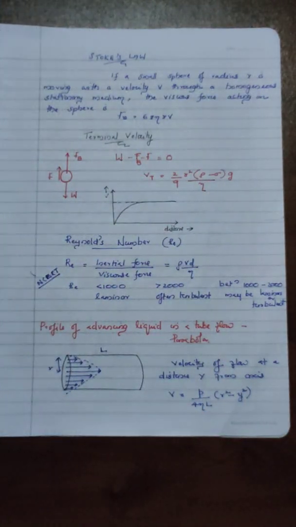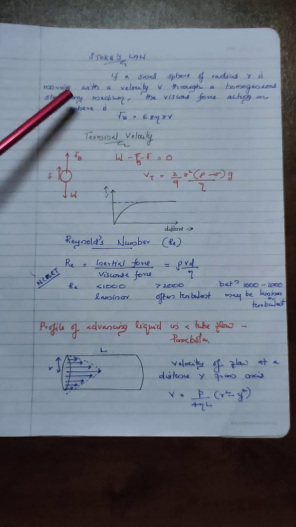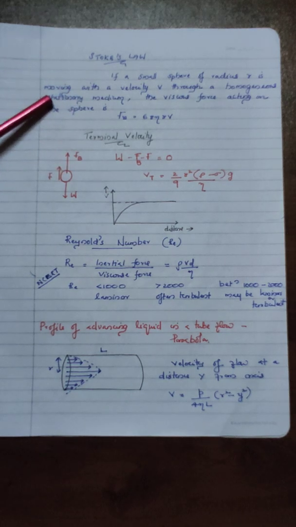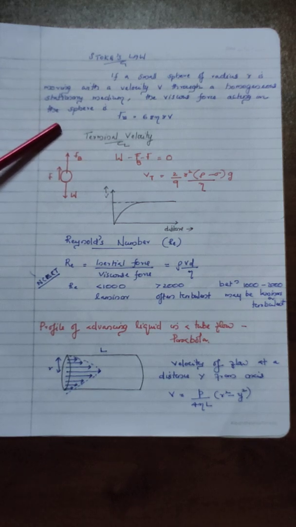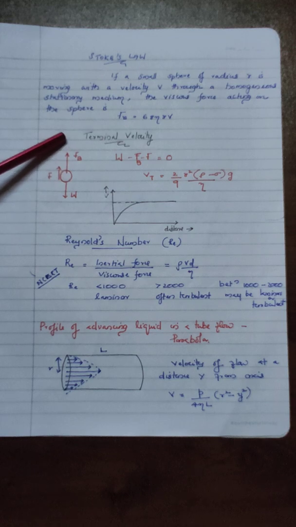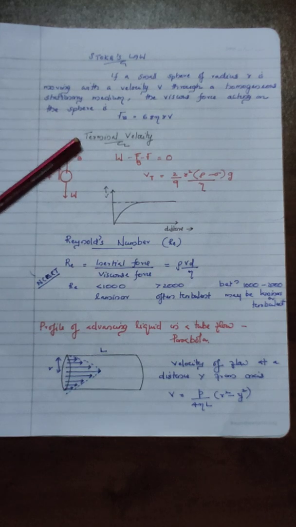Keep in mind the very important two relations. Keep in mind Stokes' law. If a small sphere of radius r is moving with the velocity v through a homogeneous stationary medium, the viscous force acting on the sphere is given as 6 pi eta r v. Eta is the coefficient of viscosity, r the radius of the sphere, v the terminal velocity. And keep in mind the terminal velocity.